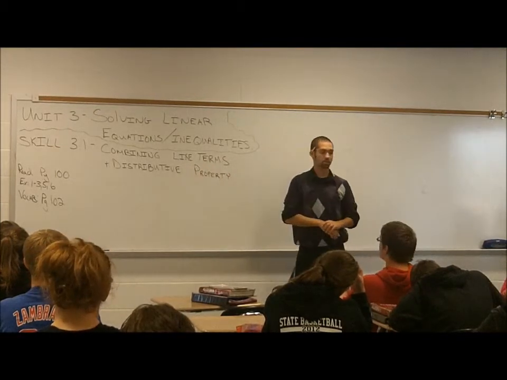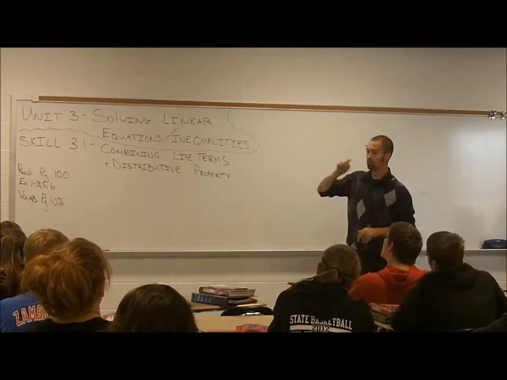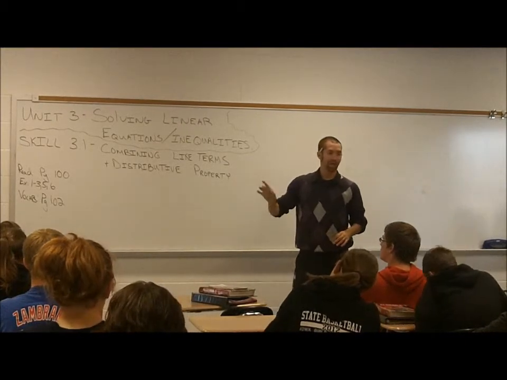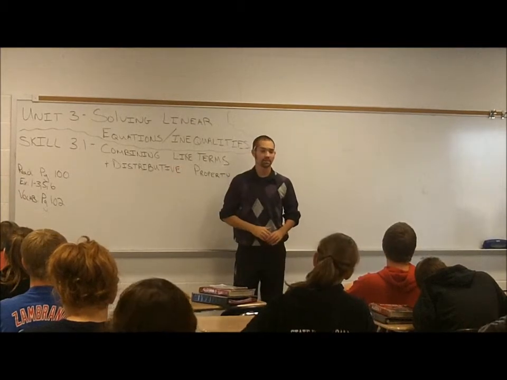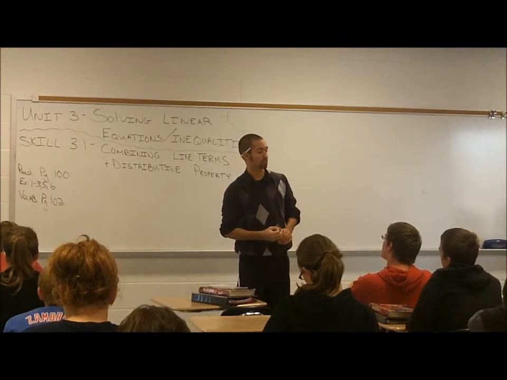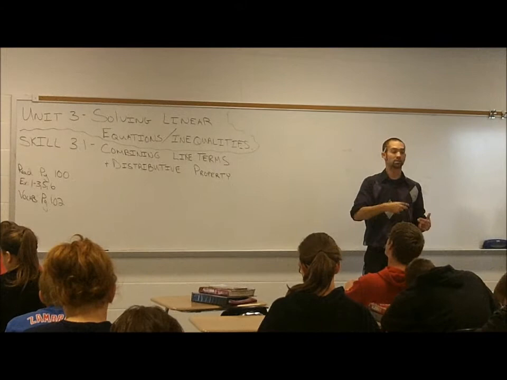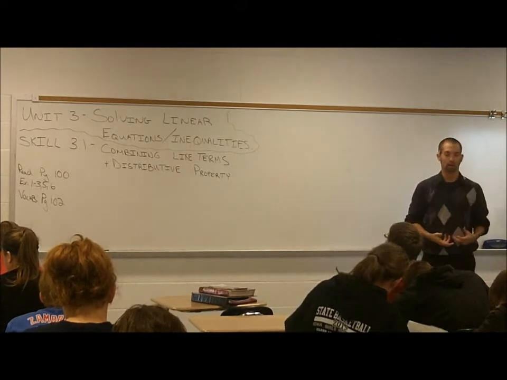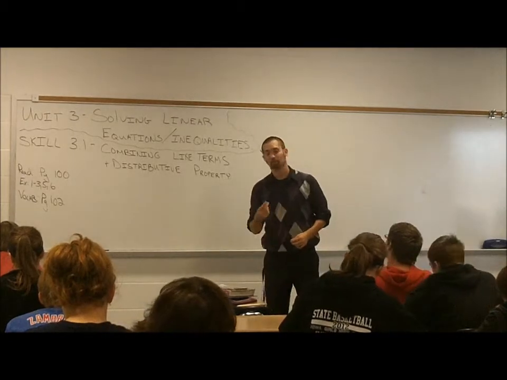Combining like terms and distributive property. That's the first skill. Okay? What you're going to do is read page 100. You're going to look at examples 1 through 3, 5, and 6. Now you don't have to copy those examples down, but I still want you to read through them, see what's going on. And then you're also going to do the vocab on page 102.